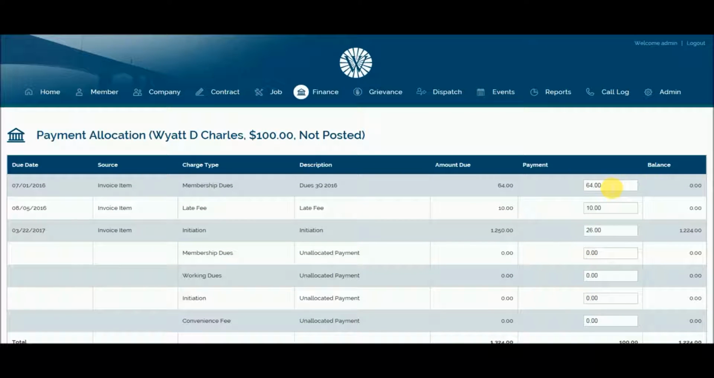As you can see, the amounts are calculated in advance by e-membership, but you have the opportunity to change them if so desired. In this case, for example, I could move all of the payments from dues to initiation if that is the purpose for which the member had submitted their payment.